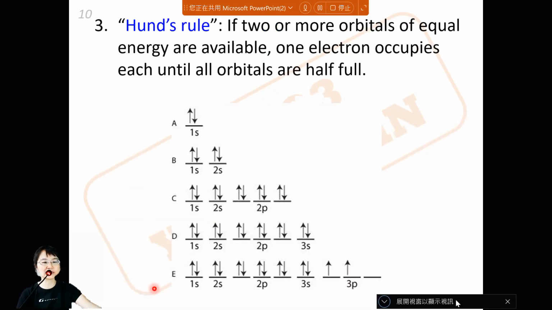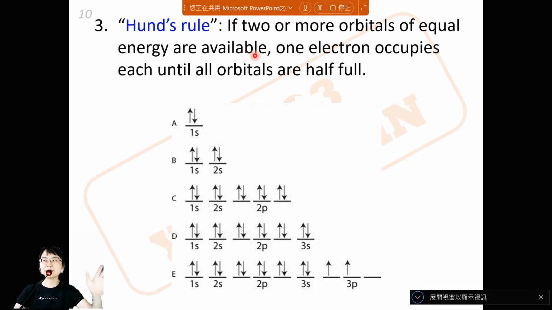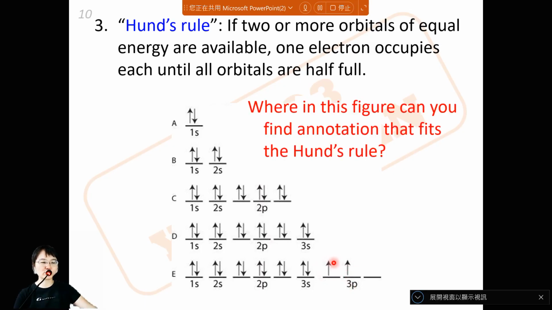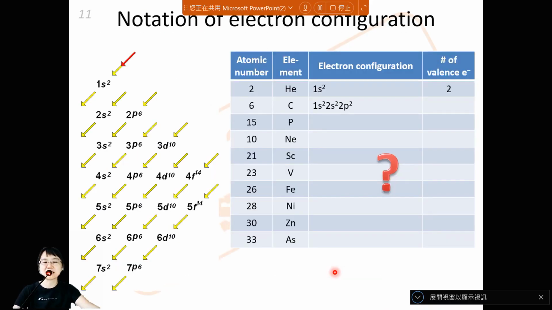Lastly, the third rule is Hund's rule. In chemistry training, there would be some tests where you need to draw the spin of electrons. Therefore, you need to know Hund's rule. You need to draw these two up spins first instead of one up spin and one down spin. This is not that important because we will be mainly focusing on the configuration that is in the table of your assignment. That is this table.